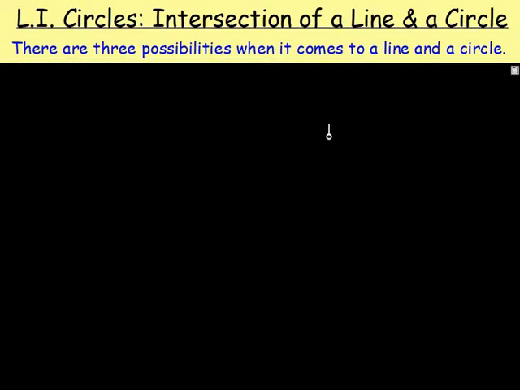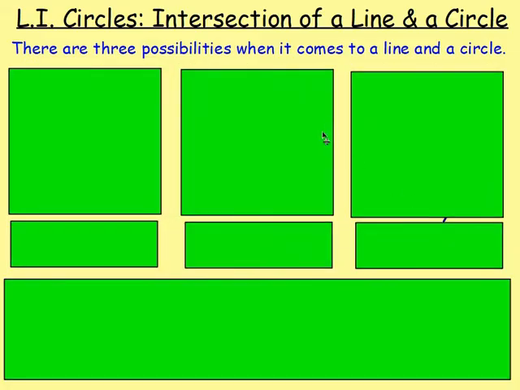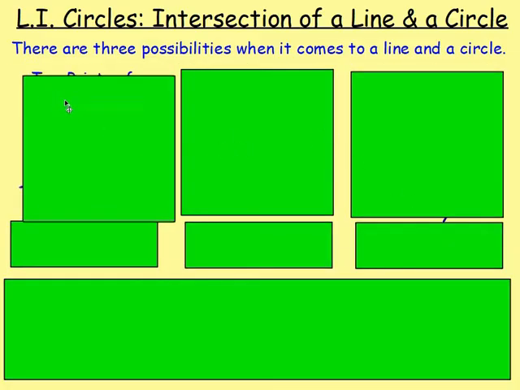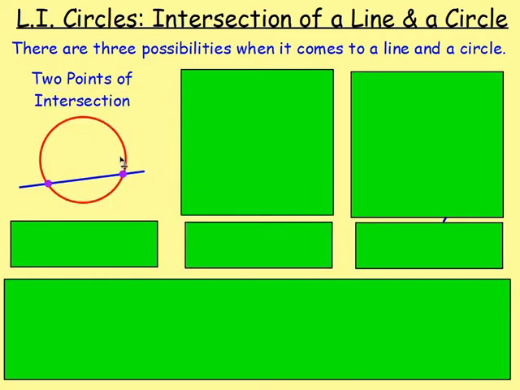Here is chapter 10, lesson number 5, intersection of a line and a circle. What I mean by that is where a line and a circle meet. There are three possibilities. Either the line passes right through the circle, so it touches in two places, so 2 points of intersection.